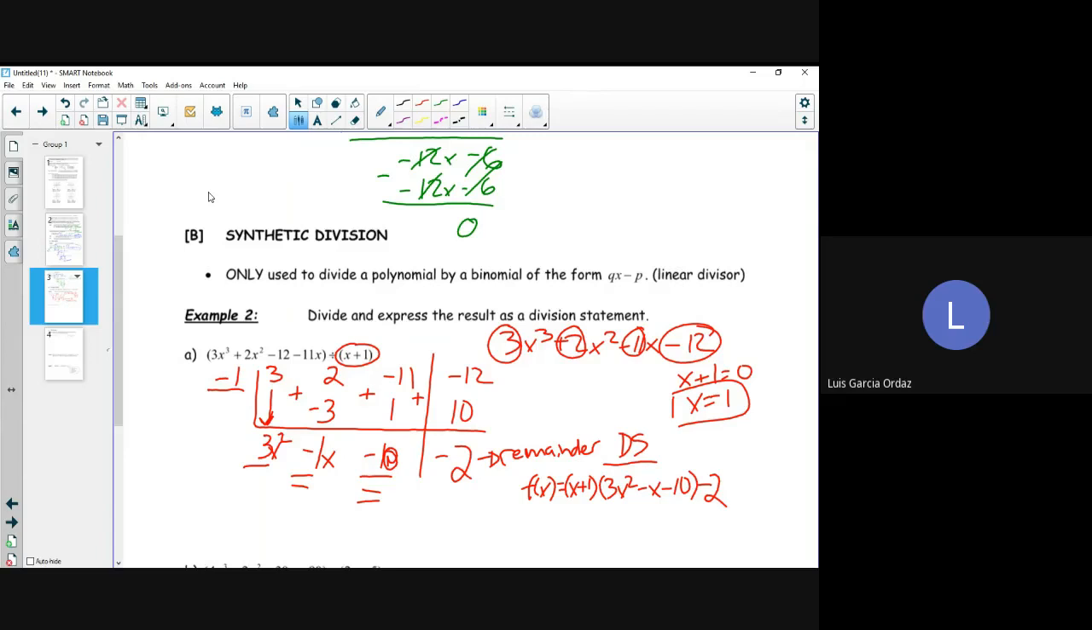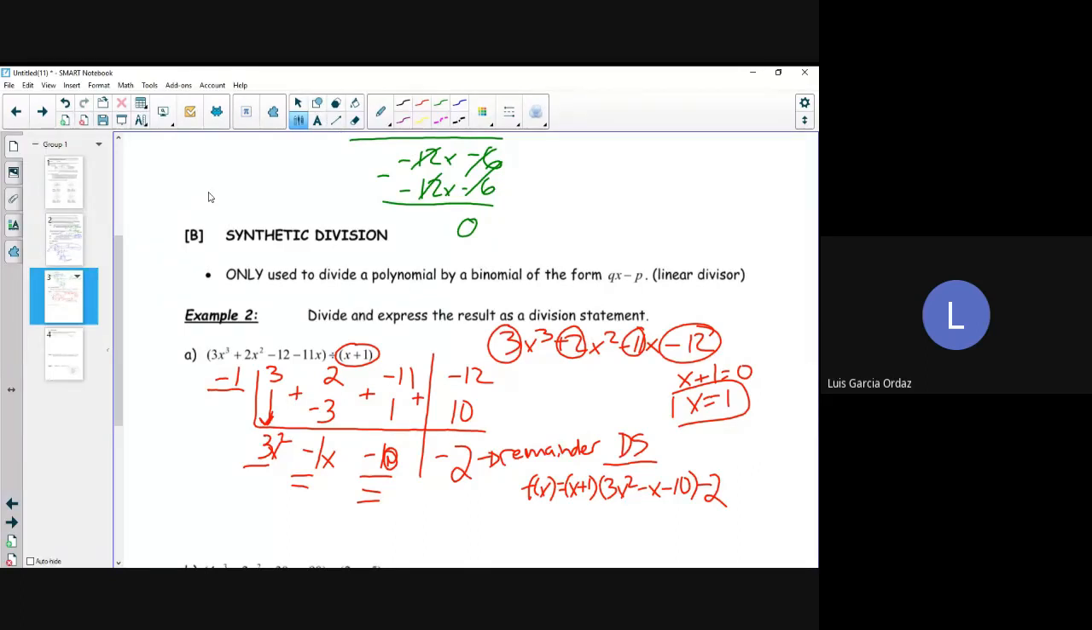Real quick, sorry. With the 3, bringing it down, you didn't really do anything to it, right? You just brought it down? The first one, you just bring it down. That's the first step. It's pretty easy. You just gotta get used to it. Don't jinx it.